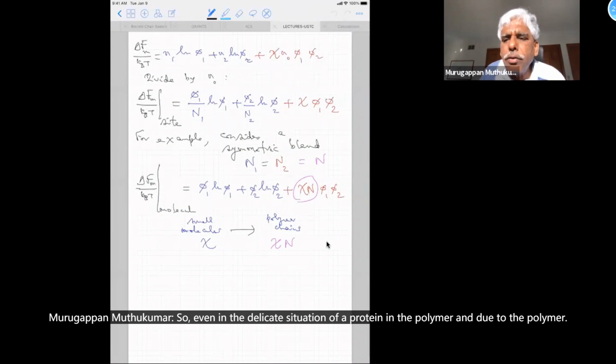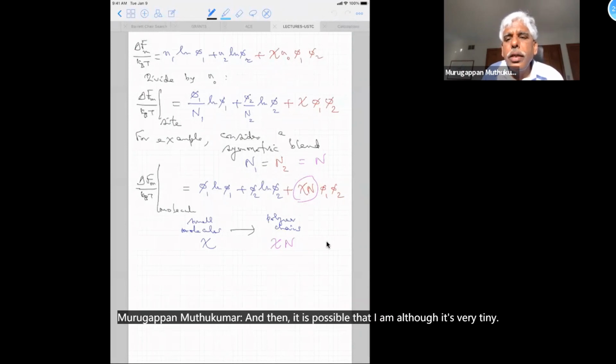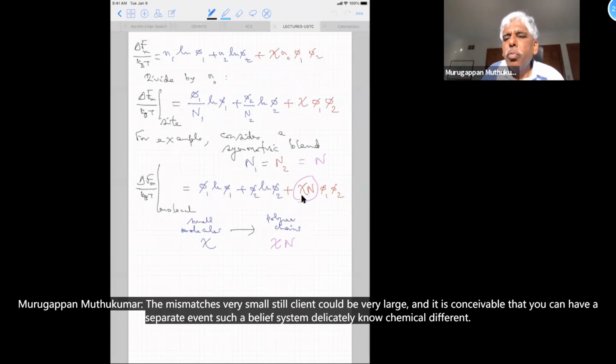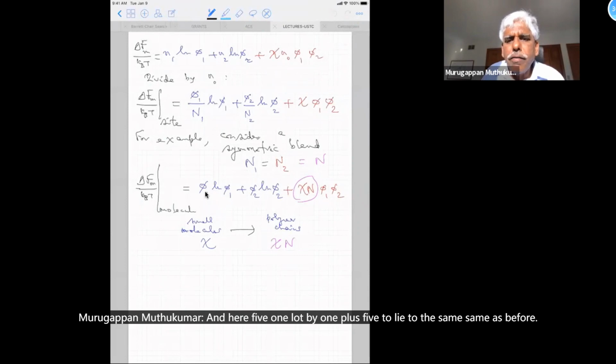So even in the delicate situation of a protonated polymer and deuterated polymer, they are chemically identical except for the protonation versus deuteration. You know, when you want to do neutron scattering, sometimes you do this, right? And it is possible that chi n, although chi is very tiny, the mismatch is very small, could still be very large. And it is conceivable that you can have phase separation even in such a delicate system. When you think of different kinds of polymers, immiscibility is easy to happen because this is a large number. And here, phi 1 log phi 1 plus phi 2 log phi 2 is the same as before.